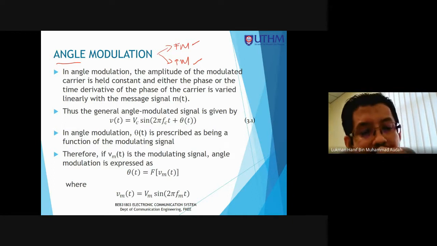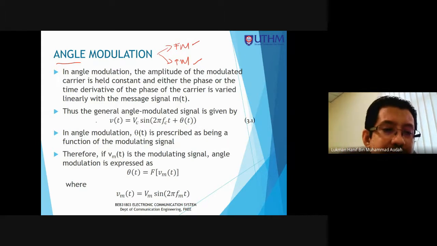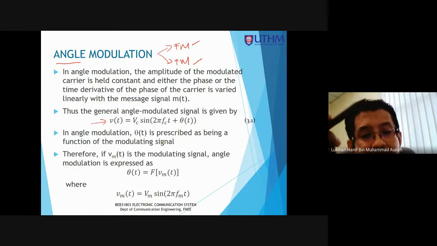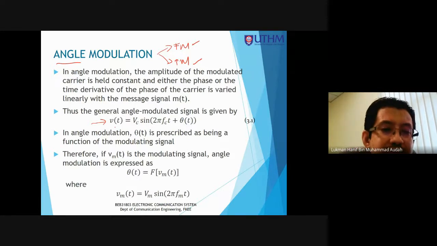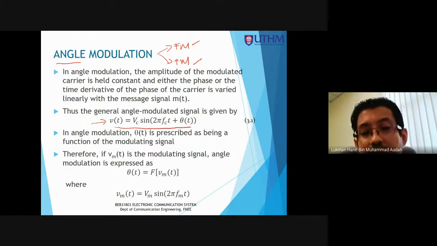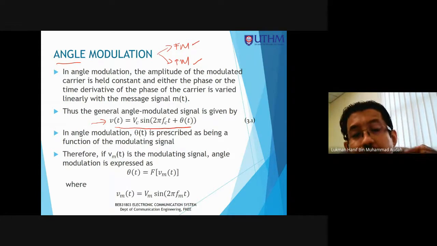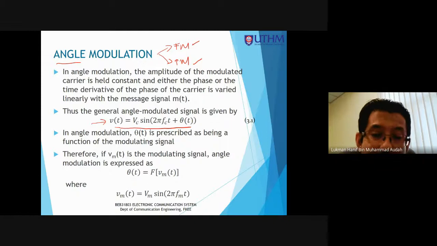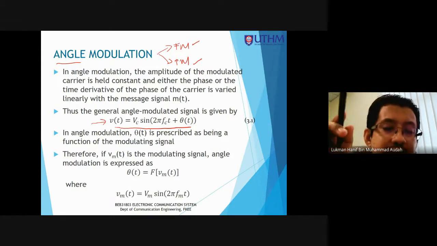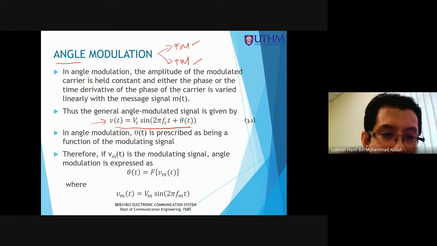So the general equation for angle modulated signal is defined as v of t equals Vc sine of (2 pi fc t plus theta t). So this equation is for both. Okay, ini adalah general equation untuk kedua-dua FM dan juga PM, persamaan umum. And I would suggest to students to use a big bracket.